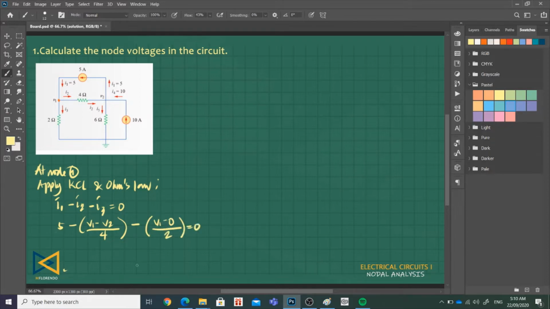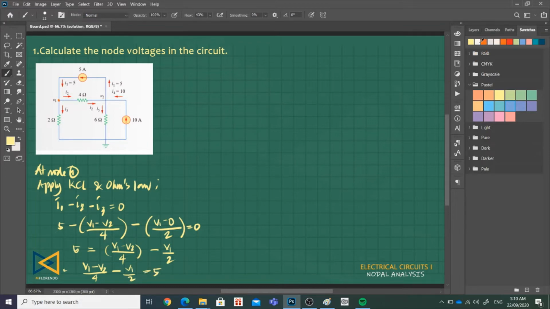So, equals 0. Okay, isimplify natin. So, 5 equals, lipat natin lahat sa kabila yung negative, V1 minus V2 over 4. Ito naman, lipat mo sa kabila, minus V1 over 2. Tinanggal ko na parenthesis kasi V1 minus 0, V1 pa rin siya, positive, as it is siya. Or, pwede natin i-arrange ng V1 minus V2 over 4, minus V sub 1 over 2 equals 5.